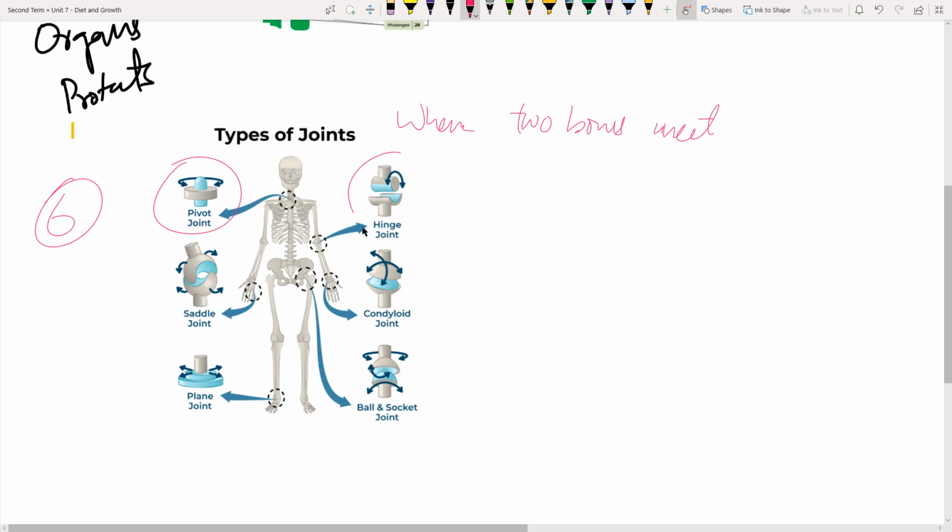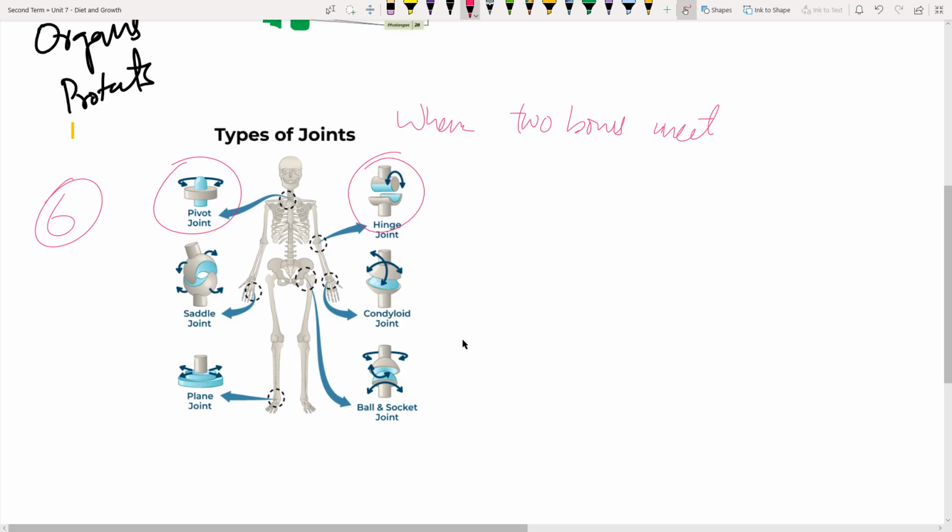Then we have the hinge joint, like your elbow, which you can move in just one direction, back and forth. Then we have the saddle joint, which can rotate a little bit, just like your wrist. Your wrist has the saddle joint, and the fingers. And then we have the plane joint, just like your feet in the ankles.